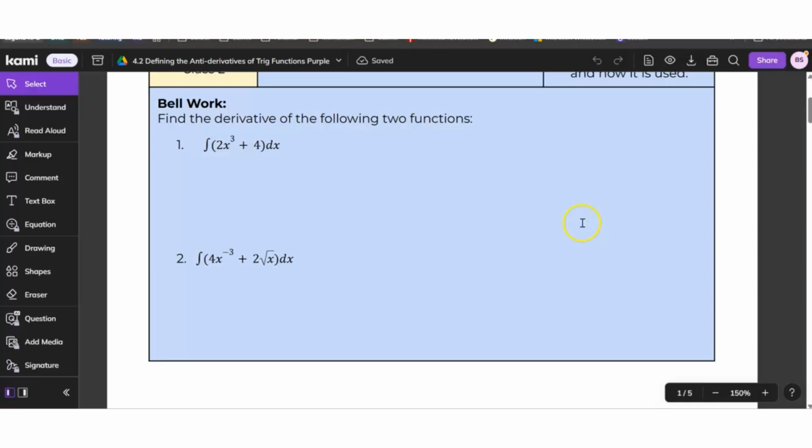All right, so bell work. Who did the bell work? Nobody. No, just kidding. Somebody did it. Who did it? Yeah, you did, because you are that good student.